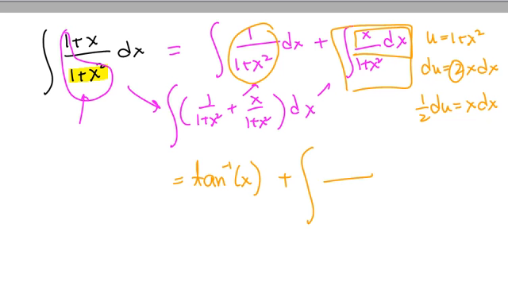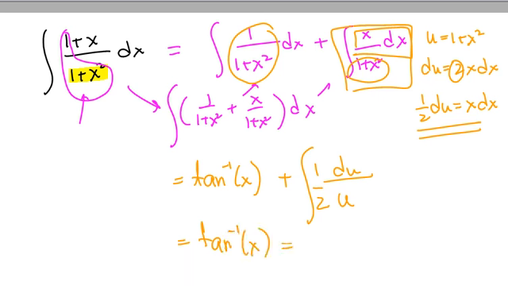Now I'm going to make my replacement. So this means that the 1 plus x squared is just a plain u, and the x dx is written as 1/2 du from here. I still have to do one integral, so it's tan to the negative 1 of x plus 1/2. The integral of 1 over u is the natural log of u plus c. And then my last step is to replace my u in here.